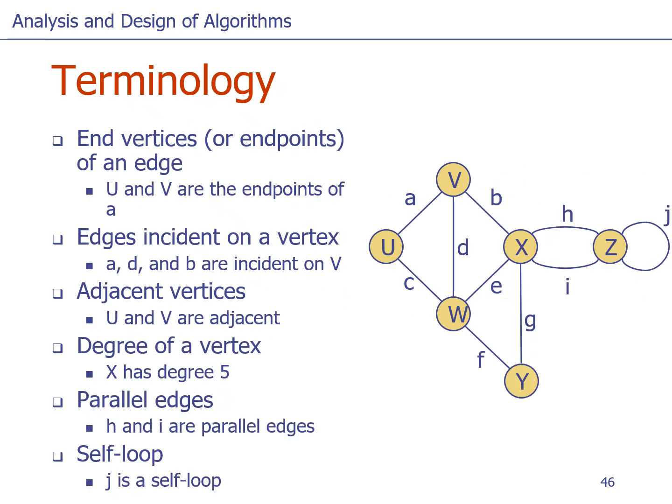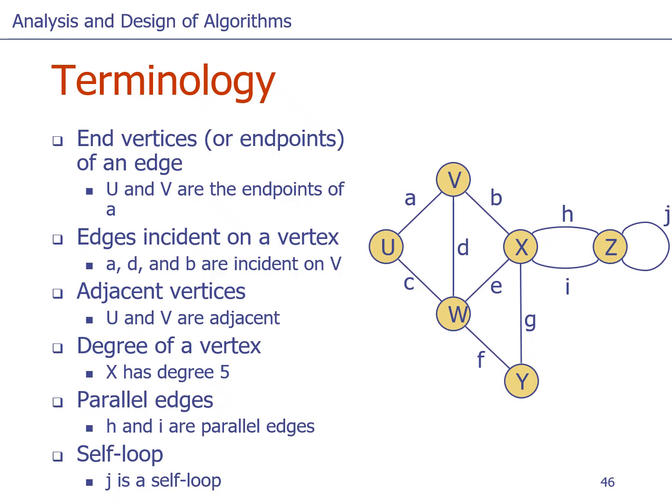Why do we differentiate between them, by the way? Because the algorithm that works on directed graphs will not work on undirected graphs usually, and the reverse as well. So it's important to know up front what kind of graph you're working with. Now, we have several labels related to edges and vertices. When we talk about end vertices of an edge, I mean the two vertices that reside on both sides of an edge. So U and V are the end vertices of A, for example.